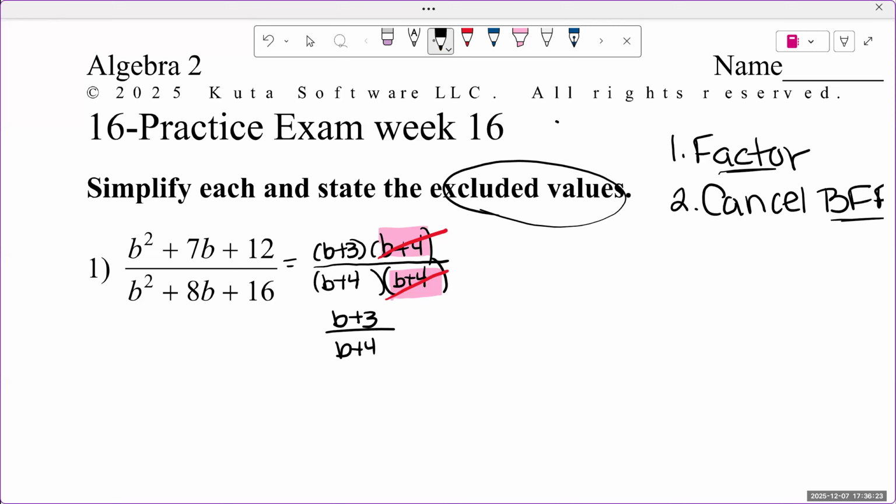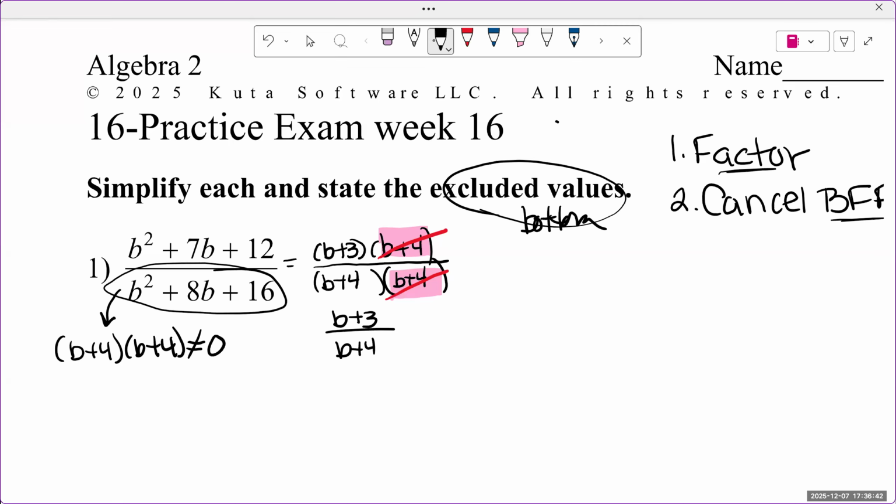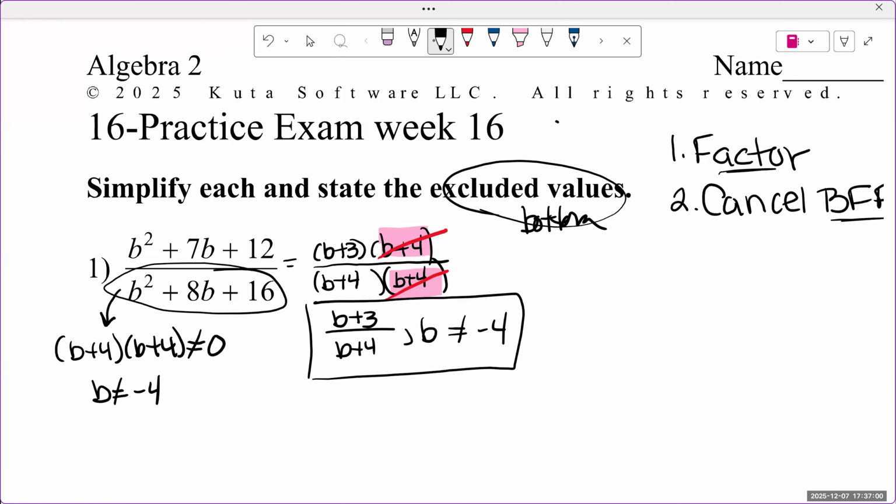Now, let's talk about what excluded values are. Excluded values, we go back to the full polynomial. We look at the bottom. So this was b plus 4, b plus 4, cannot be 0. So we see that b cannot be -4. Usually with a quadratic like this, you would expect two excluded values, but they match, so we only have one.